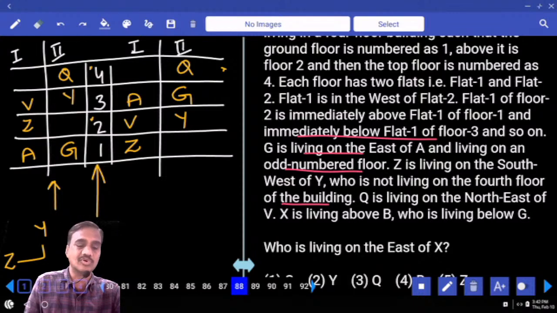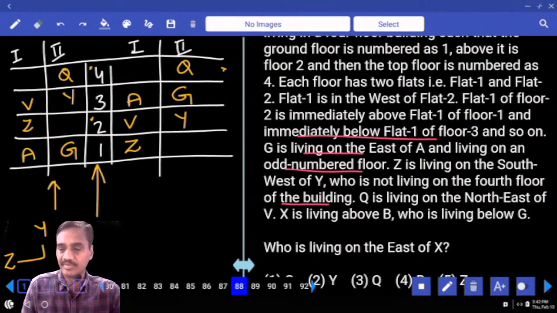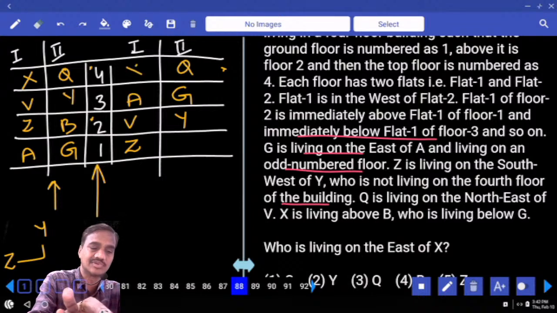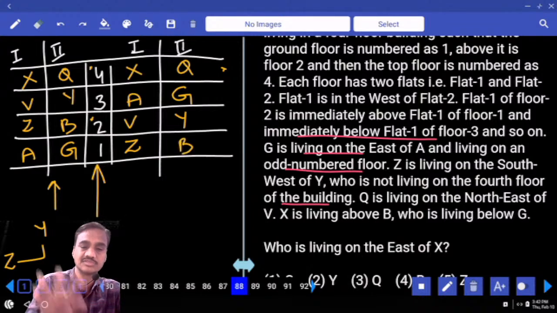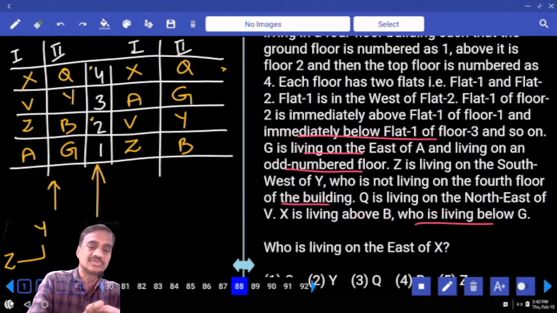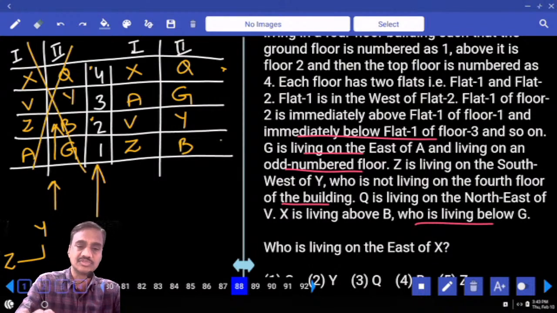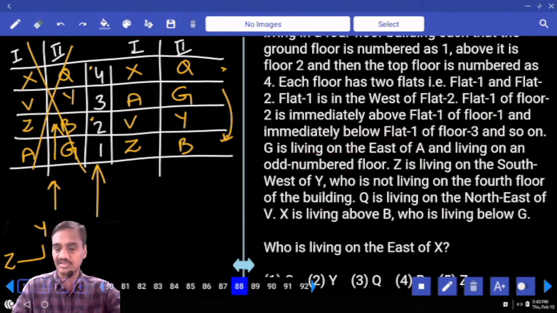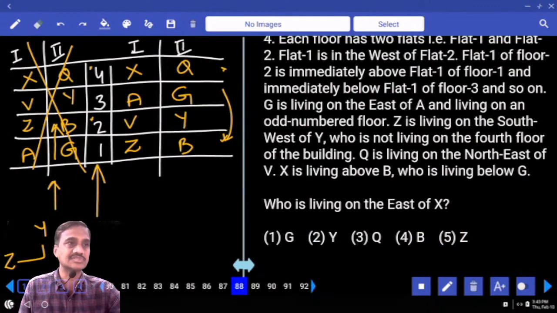X is living above B. Now this X is what? X is living above B. X is here, B is here. Now here again, X is living above B. X is here, B is here. And B is living below Z. Now in the first case, B is living above Z. But as here, B must be below G, this case is ruled out. Now in this case, B is below G, which is valid. Hence, only the second case is valid. First is invalid.